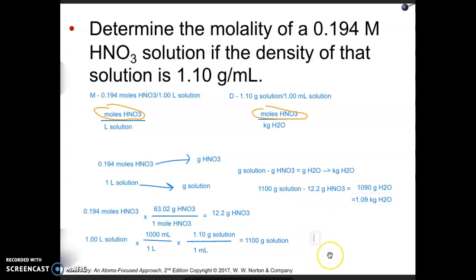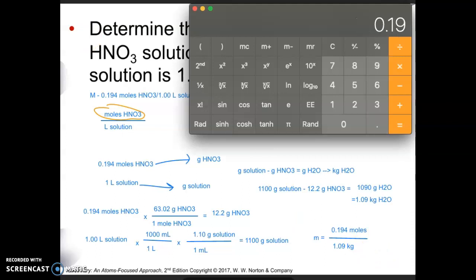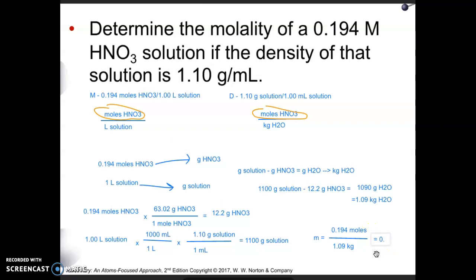And so the molality would equal my moles, which is still 0.194 moles, because I've based all of my calculations on that number being present, divided by 1.09 kilograms. And 0.194 divided by 1.09, I get 0.178 molal, little m, HNO3.